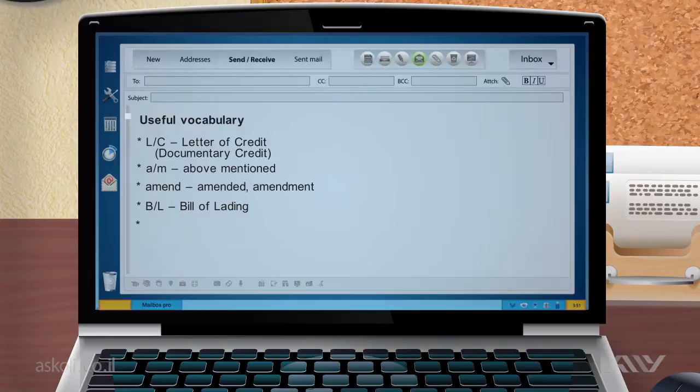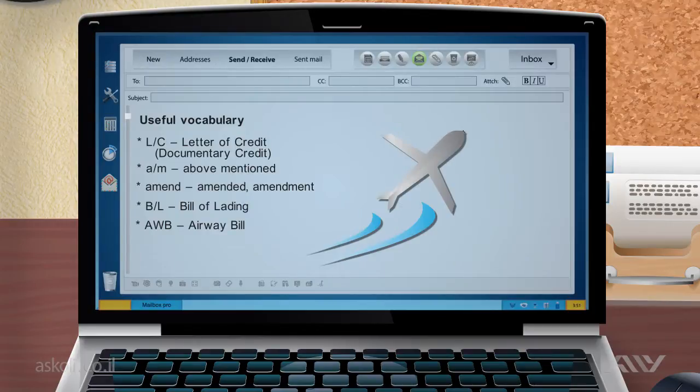AWB is airway bill, which is the authorization we get when goods have been loaded on an aeroplane for air freight. It's similar to a bill of lading, but a bill of lading is for a ship, whereas an airway bill is for an aeroplane.